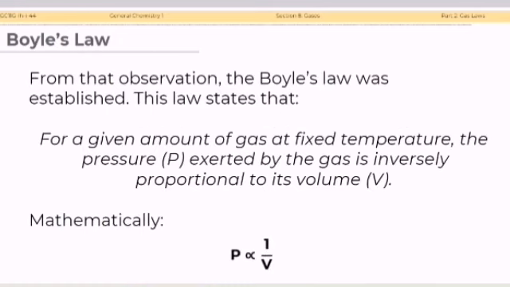From the observation, Boyle's law was established. The law states that for a given amount of a gas at fixed temperature, the pressure exerted by the gas is inversely proportional to its volume. It means that as the pressure increases, the volume decreases. Once the volume increases, the pressure decreases because it is inversely proportional.